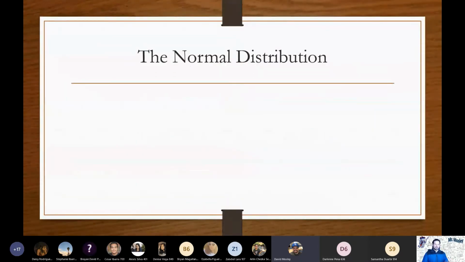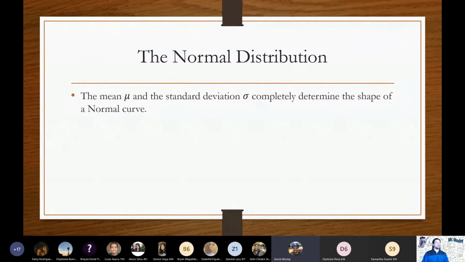So first, the normal distribution. We briefly touched on what this was on Thursday last week. The mean, mu, and the standard deviation, sigma, completely determine the shape of a normal curve. So if we have the mean and the standard deviation for something we've been told is a normal distribution, we can draw it, essentially. That's what it means. It completely determines the shape.